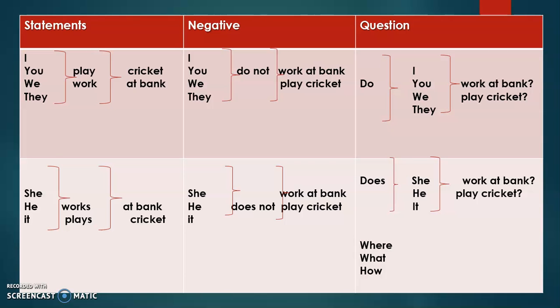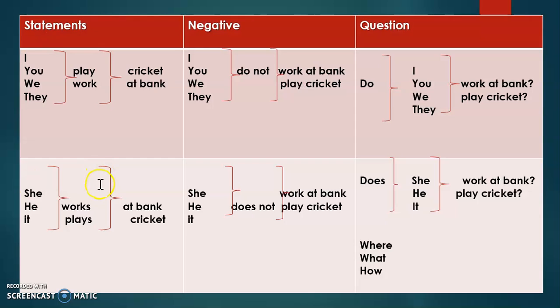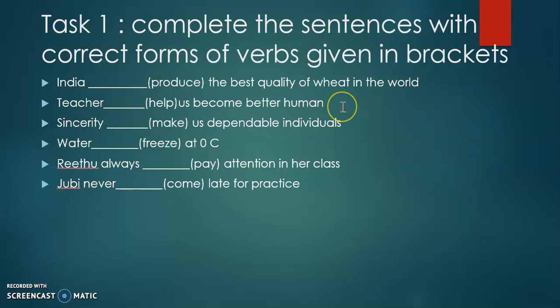Now let's try solving some questions based on this. And you can also form hundreds of sentences using this single chart. Try doing it. It will help you to understand very clearly. Complete the sentences with the correct forms of the verbs given in the brackets. This is the first exercise.